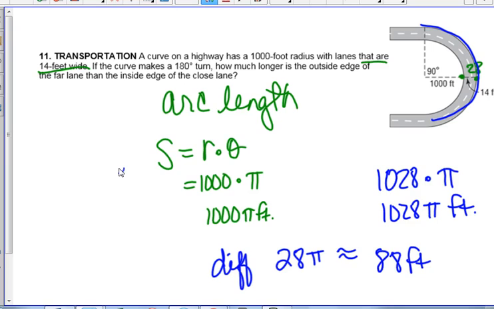At the end? Because it was a 180 degree turn, not a 90 degree turn. They wanted to know how much difference you travel if you do the whole 180 degrees. Yeah. You had to read that part carefully.